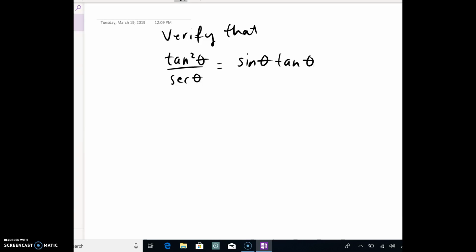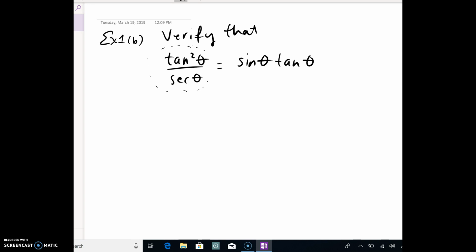For example 1b, we want to verify that tangent squared theta divided by secant theta is the same thing as saying sine theta tangent theta. Now, the direction in which you move it is entirely up to you. In regards to this, it is just a little bit more complicated because we're dealing with that factor of 2 over there. So what I'm going to do is take the left-hand side and make it look like it's equal to the right-hand side.